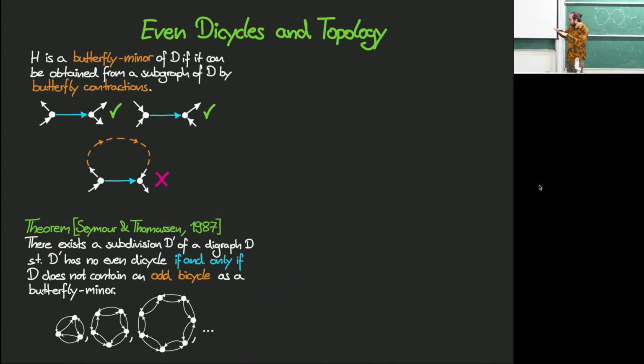This holds for all digraphs, which means whenever you find a subgraph that has one of these guys as a butterfly minor, then you have a certificate that this subgraph contains an even cycle. So the existence of a certain type of minor immediately gives me even directed cycles, no matter what I do. Which is very nice because this has a lot of implications.